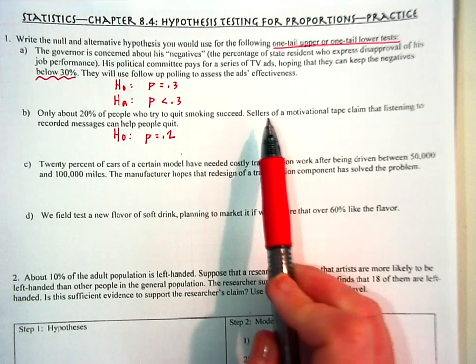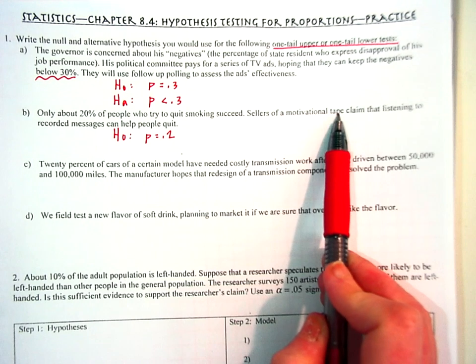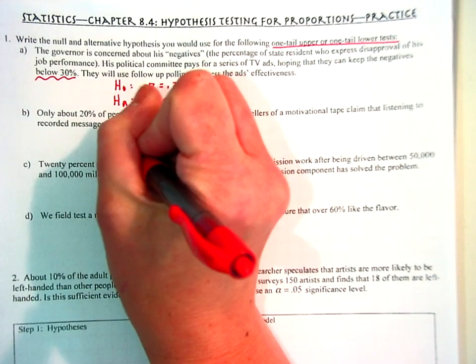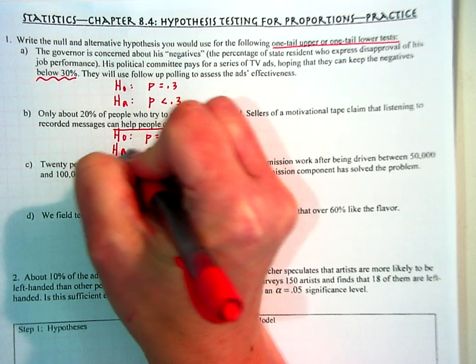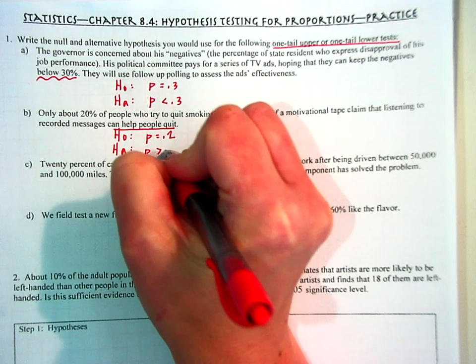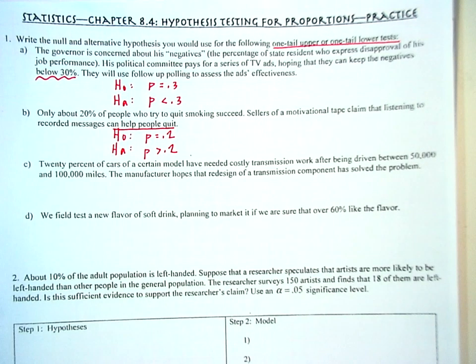And now we have sellers of a motivational tape. They think that listening to recorded messages can help people quit. So they're saying, well, we think that we can increase that percentage of 20%. We can help more people be successful. So the alternative here is that we are increasing that from 20%. So we're assuming that with all of these motivational methods, we're going to see an increase in the amount of people who are able to successfully quit smoking.